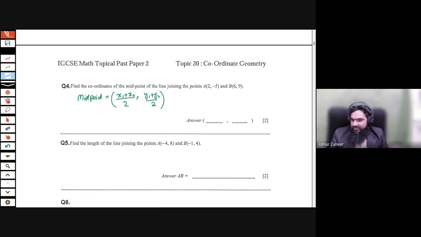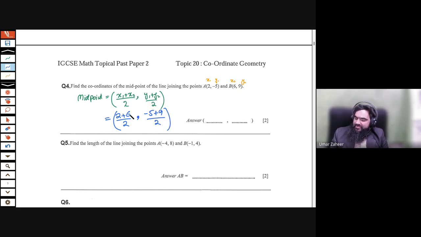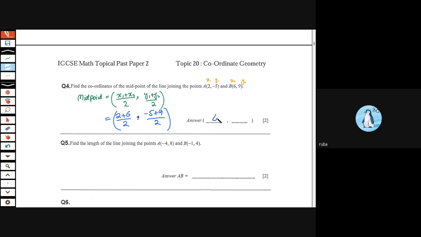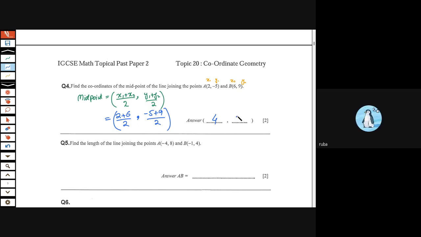So let's substitute the values into the formula. We take 2 plus 6 over 2, and minus 5 plus 9 over 2. So 2 plus 6 is 8, 8 over 2 is 4. Then 9 minus 5 is 4, 4 over 2, so it's going to be 2.